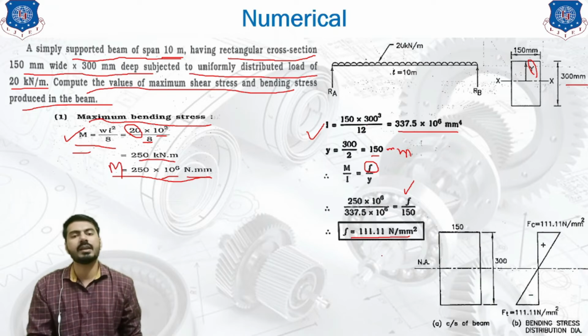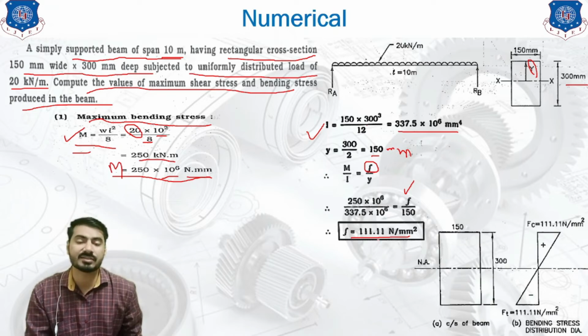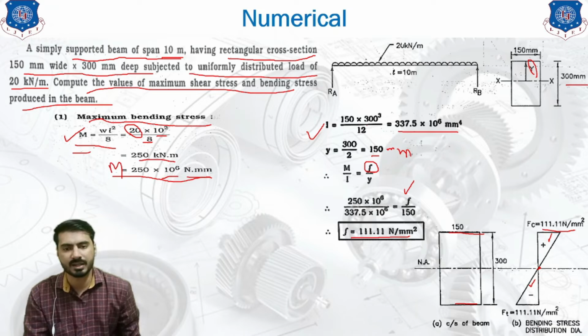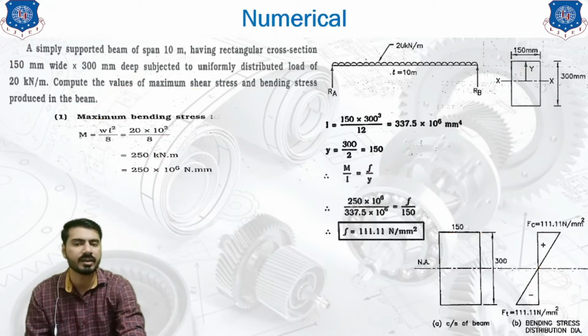Now we are going to show the bending stress distribution diagram. How can we show it? The maximum bending stress value will be at the top and at the bottom. Both the values will be the same, 111.1 Newton per mm square. At the neutral axis, the value will be equal to 0. On one side we have taken the positive, and on the other side the negative. So this is how we explain the bending stress distribution diagram.